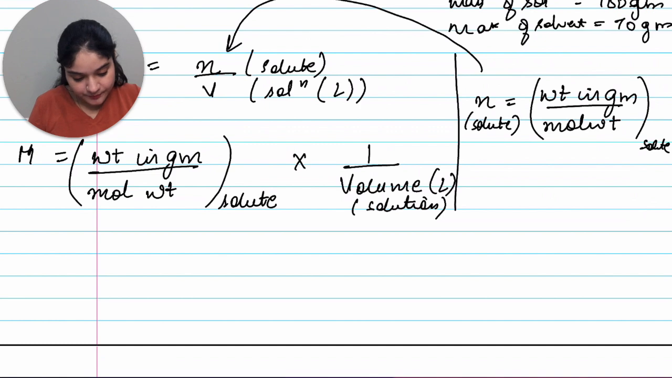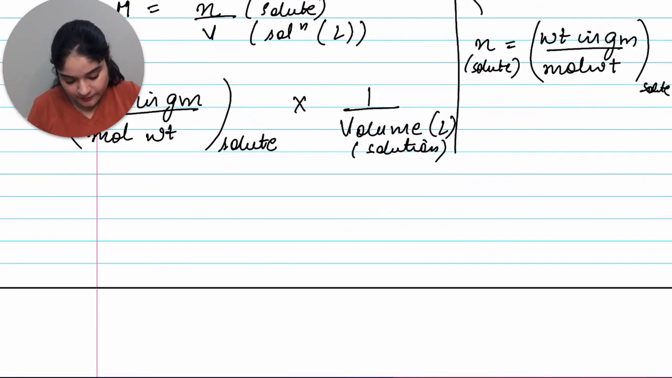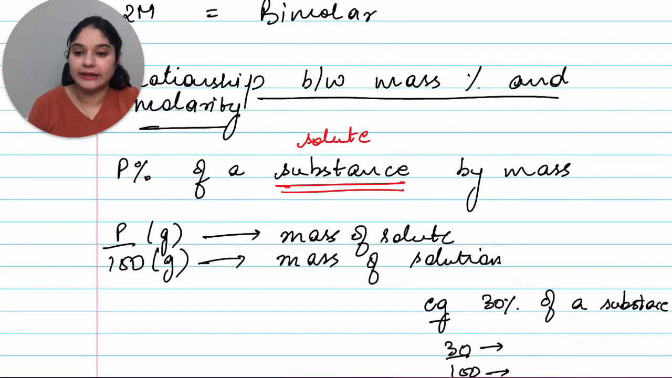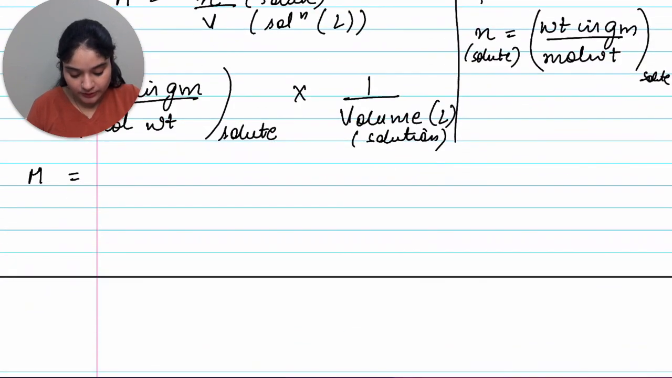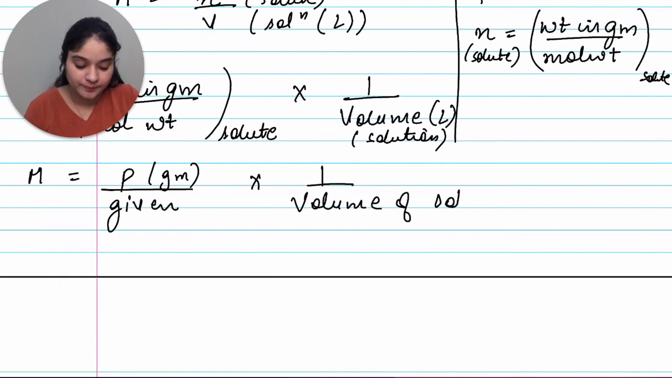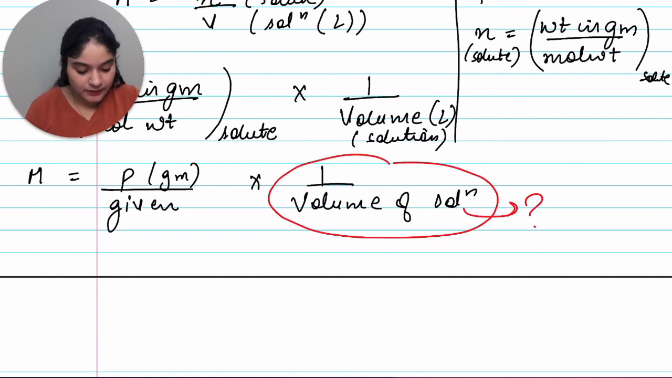Now let's simplify this a bit. Now weight in grams. What was the weight in grams? I had taken P. So this particular thing will be P grams. So I'll just write P in grams. The molecular weight will be given in the question. So I am just writing given, times 1 upon volume of solution. And this part we do not know. Okay, this we do not know.